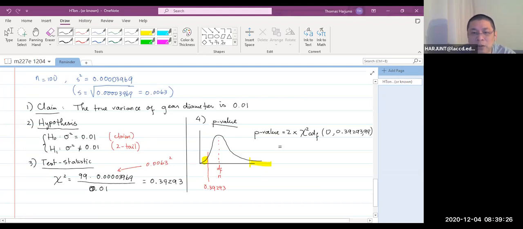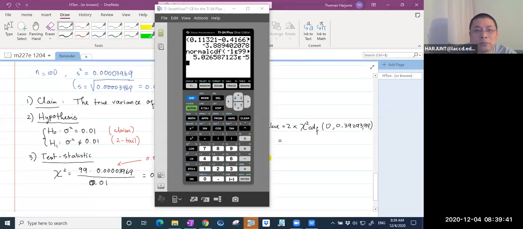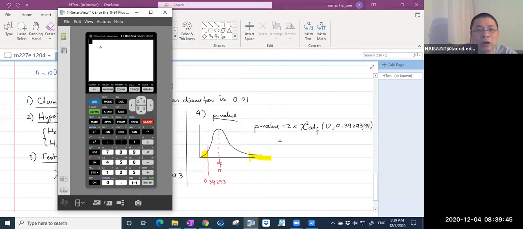Okay, now let's get our calculator. A second. How to punch that into the calculator. We go to distribution and scroll down to chi-squared CDF. The lower bound is 0.